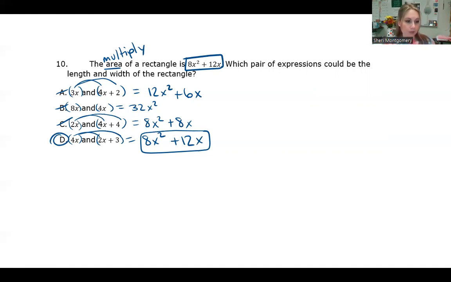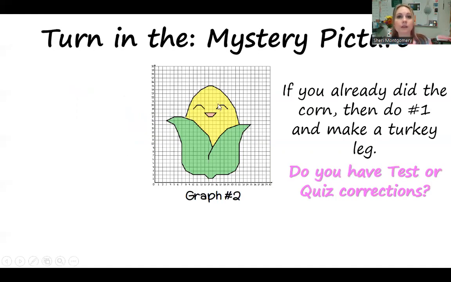After your quiz, you're going to make sure that you get the mystery picture. Some of you, not very many, only like 2 of you, already drew the corn. So you're not going to draw the corn again. You're going to draw the turkey leg. If you already did the turkey leg, then you're going to make the corn. So you're going to do whichever graph you didn't do before.